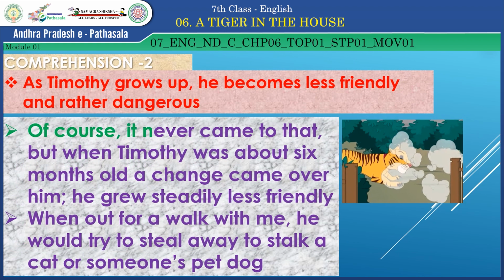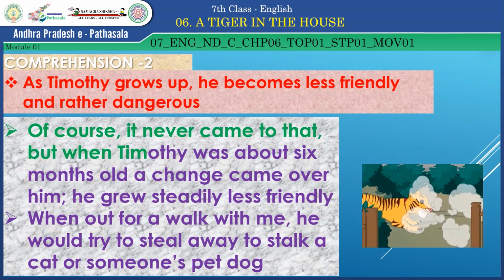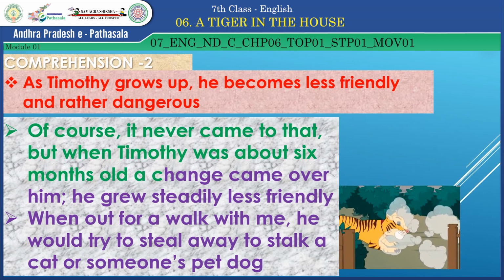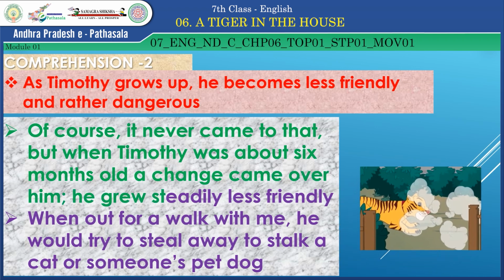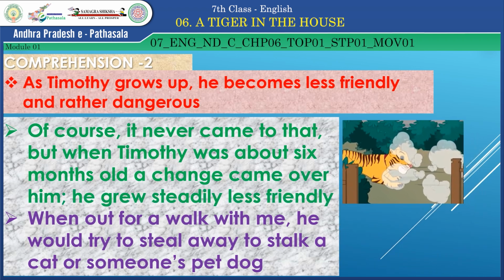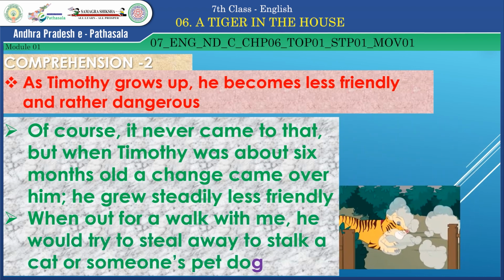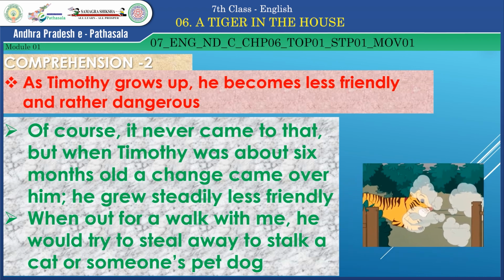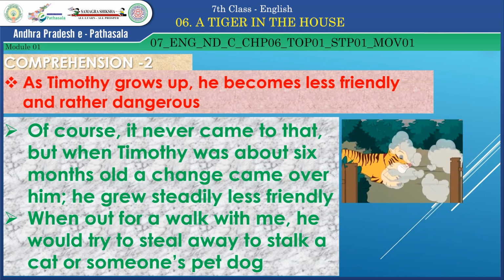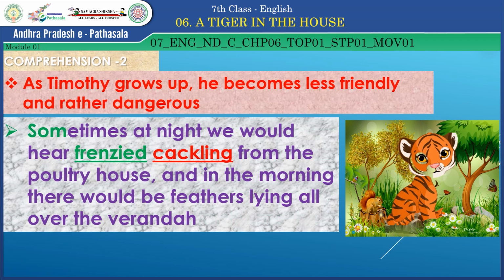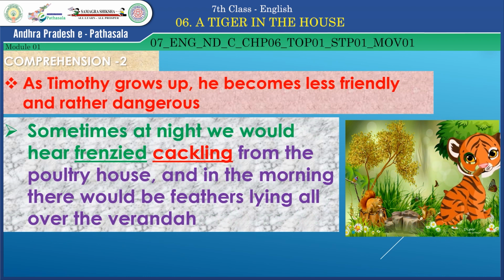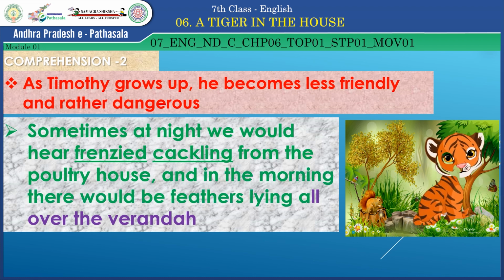Of course, it never came to that, but when Timothy was about 6 months old, a change came over him. He grew steadily less friendly. When out for a walk with me, he would try to steal away to stalk a cat or someone's pet dog. Sometimes at night we would hear frenzied cackling from the poultry house, and in the morning there would be feathers lying all over the veranda.